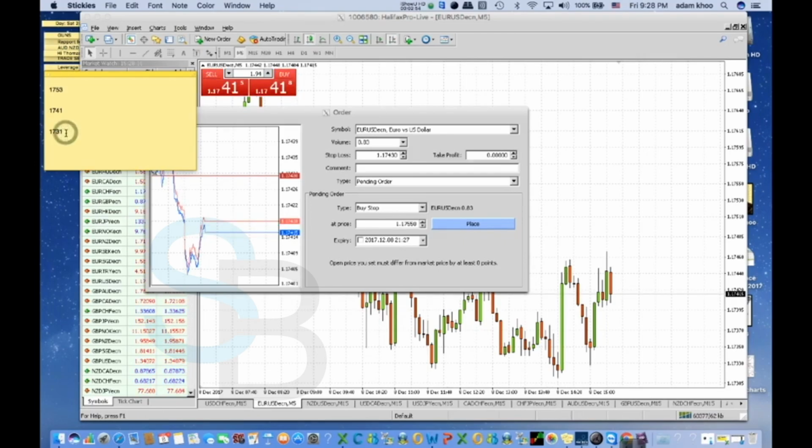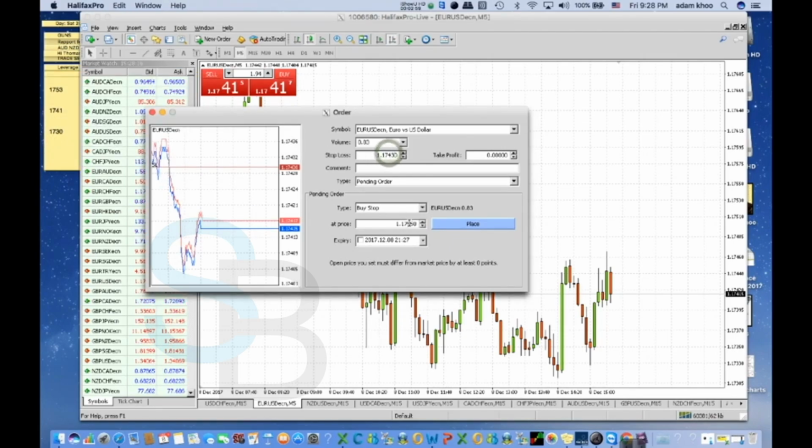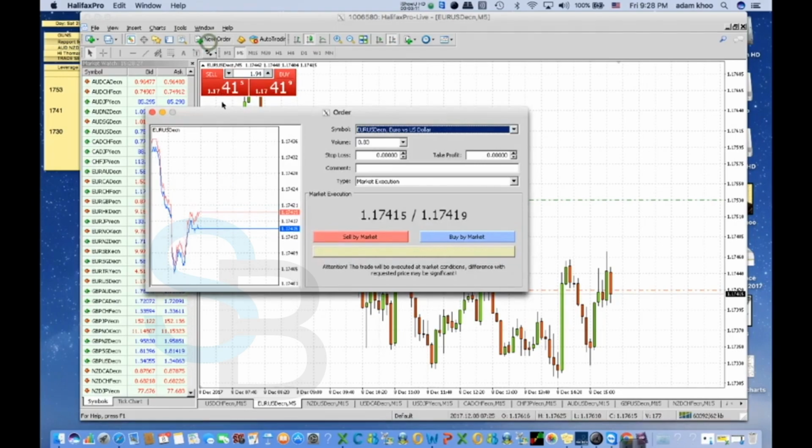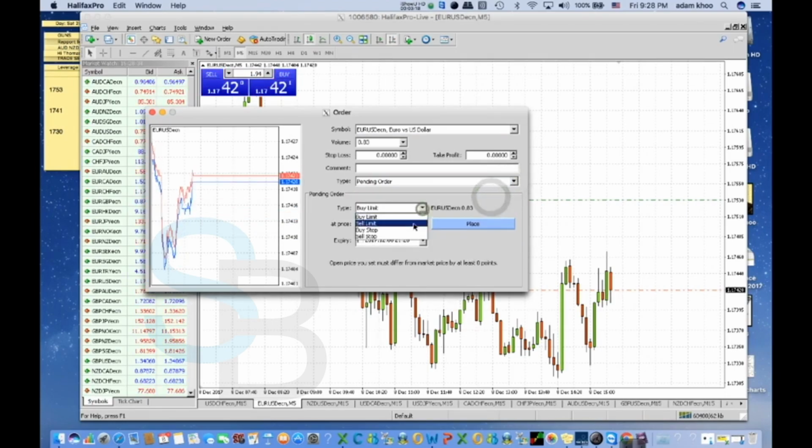1730. Okay, there we go. So let's put the entry at 1753 then, stop loss at 1741. Okay, there we go. And now we're going to place our sell order. So sell stop at 1.1730, stop loss 1.1741.